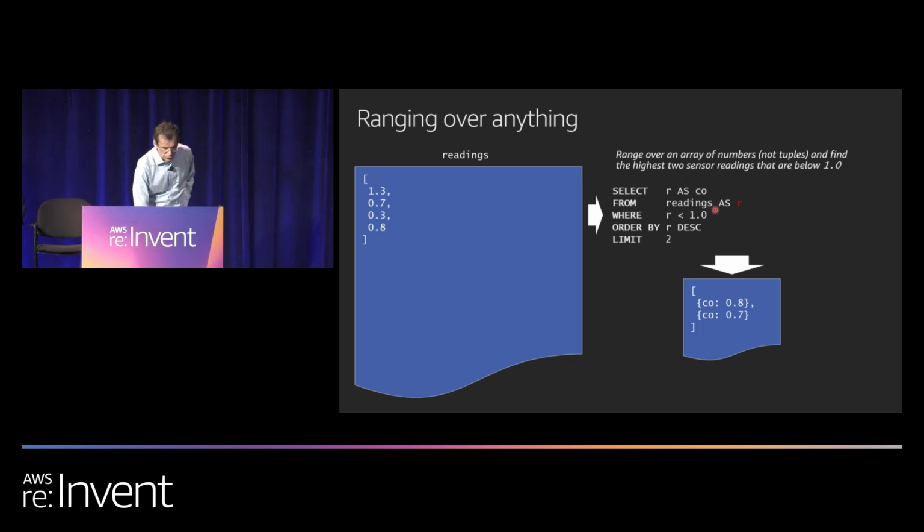And notice what's going on here. Now I have my alias R ranging over the readings, and then my where clause says, is the R less than 1.0? Then I'm ordering by the R, and finally I'm outputting it as carbon monoxide. And the key point to notice here is that with this R, we removed the restriction that SQL typically puts on aliases. What is the restriction that SQL puts? SQL says the aliases bind to tuples. And here we're saying, no, the aliases bind to whatever, right?